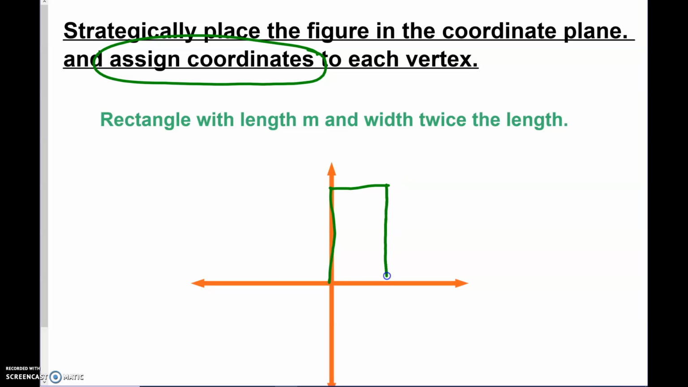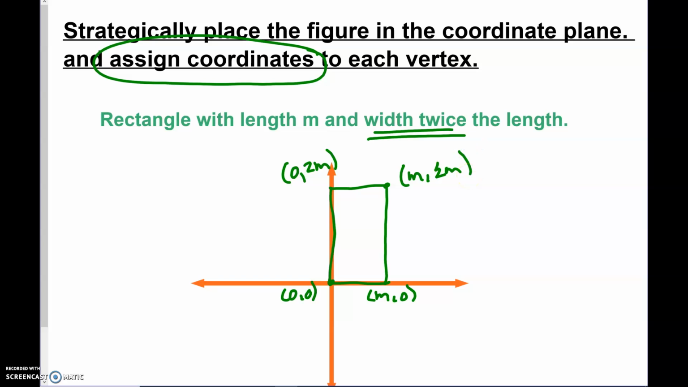All right, I'm just going to make my rectangle here first. So assigning my vertices, I'm at (0, 0). This over here is going to be (M, 0). Now, it says the width is going to be twice that length. So this point here is going to be over 0, but up 2M. And this point over here is going to be (M, 2M).